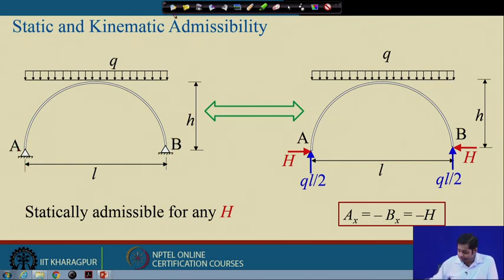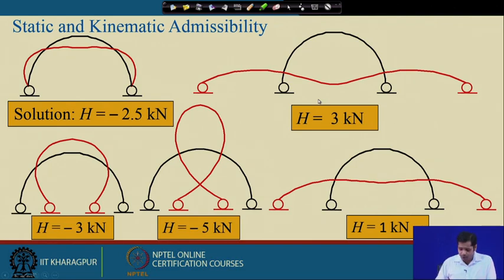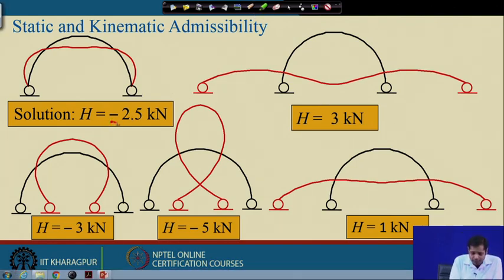Now, let us see if we change the value of H. When H is equal to minus 2.5 kilonewton, the deformed shape is like this. When H is equal to 3 kilonewton, the deformed shape is like this. Similarly, when H is equal to 1 kilonewton, the deformed shape is like this. For minus 1 kilonewton, the deformed shape is like this.